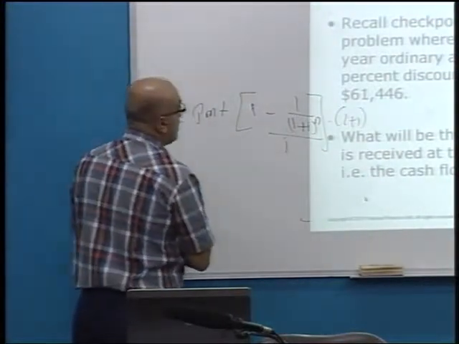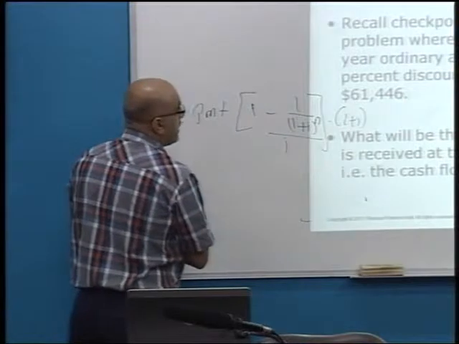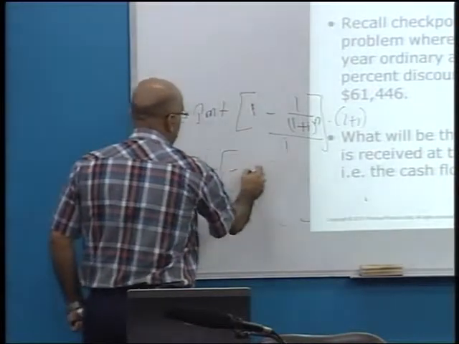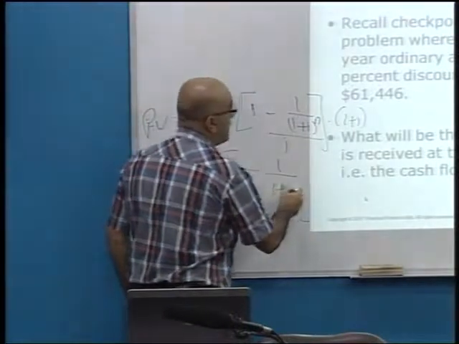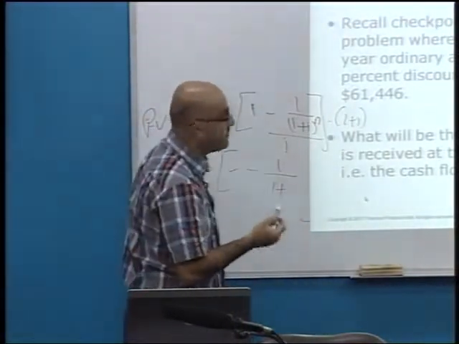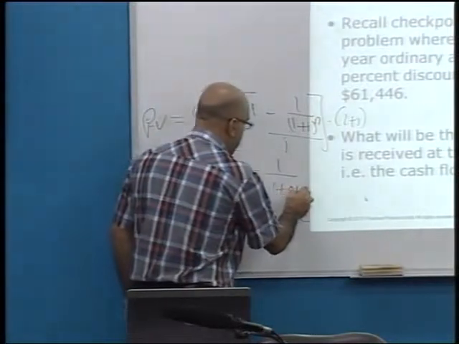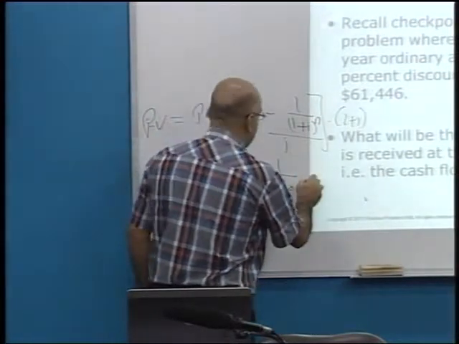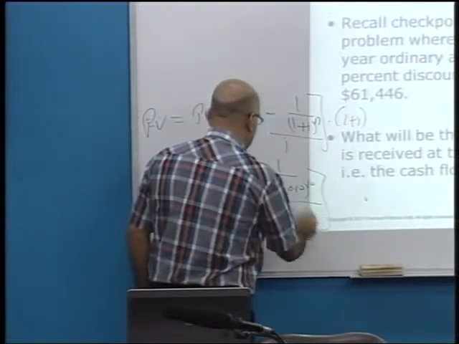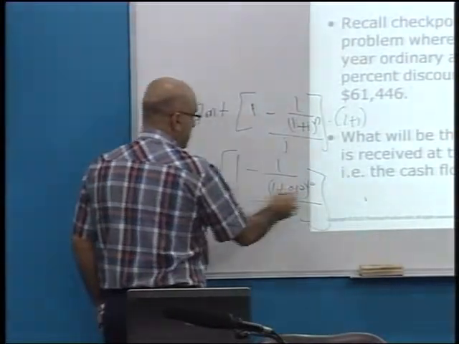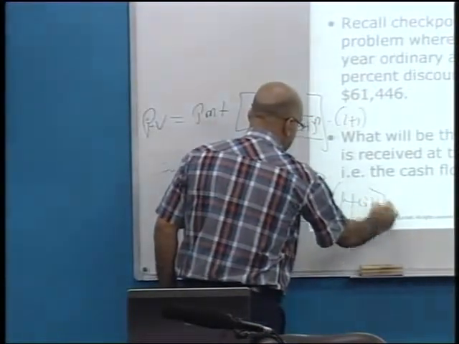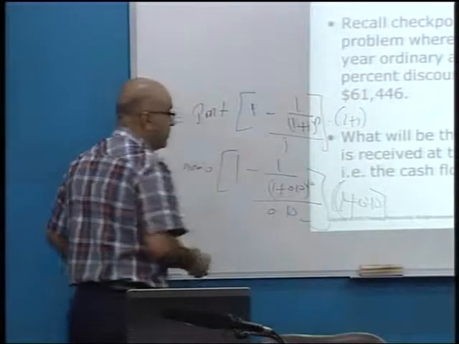The payment is 10,000, times 1 minus 1 over 1 plus I, where I is 10%, 0.10, raised to the power 10, divided by 0.10. And here we multiply by 1 plus 0.10. Okay, so do the calculations.